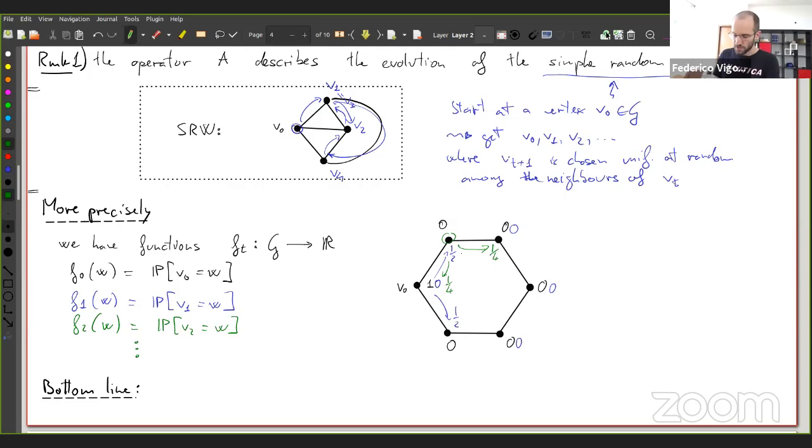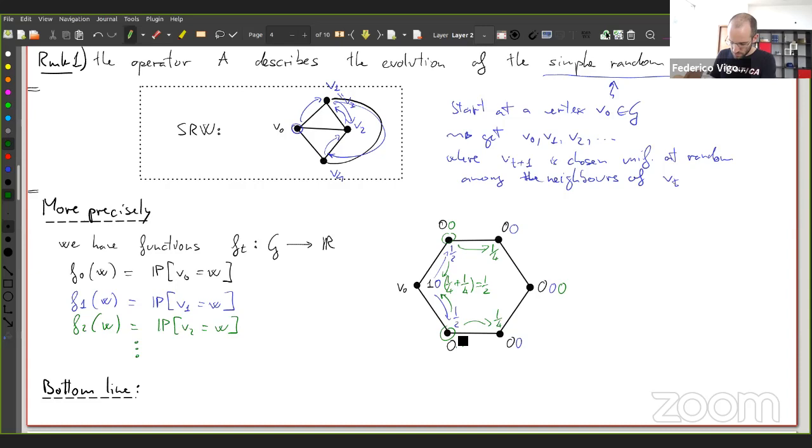And from this other vertex, the situation is similar. We have half the probability to go there, which gives you another 1/4, and then half the probability to be here, which gives you 1/4 + 1/4 is equal to 1/2. And then you will not be anywhere else. So you will not be here, you will not be here, and you will not be here.